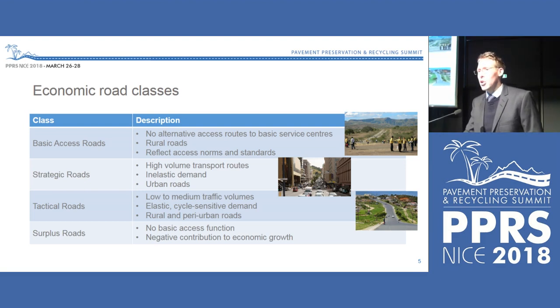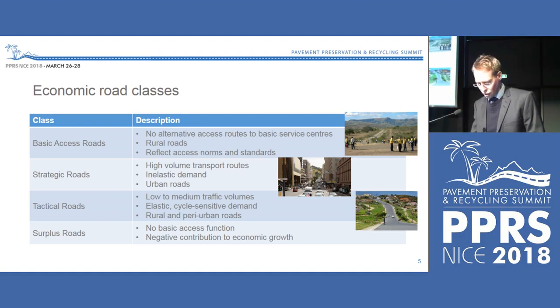In saying that, there are also then rural roads, because in the urban areas, there are alternative routes that are available. And the basic access roads also reflect access norms and standards. So in South Africa, there are prescribed access norms and standards, which state specific distances within which road authorities are mandated to provide roads. For schools, which is the only prescribed one for basic service, it's up to 5 kilometers of a school. And from there, the authorities are not legally mandated to provide roads or further connections.